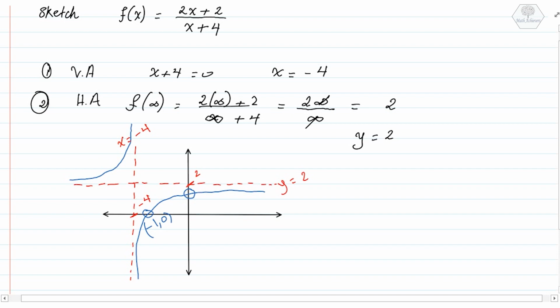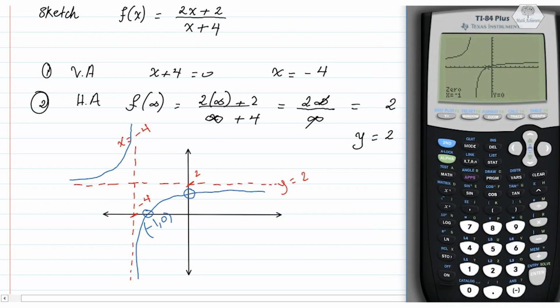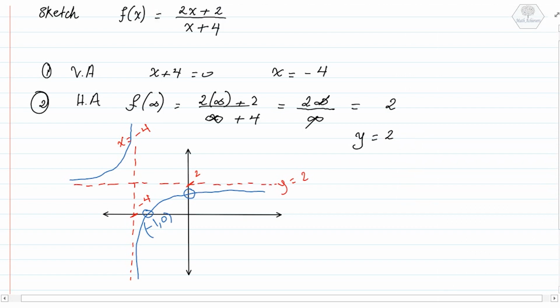Now let's find the y-intercept. Simply, the y-intercept is when x is equal to 0, or we can find it using our GDC. We go second calc and we need to find the value. We press 1. We need to find the value of the function when x has a value. So when x is equal to 0, we need to find the value of y. Press enter. Simply we can find that y is equal to 0.5, which is a half. So this point here is 0 with 0.5, which is a half.